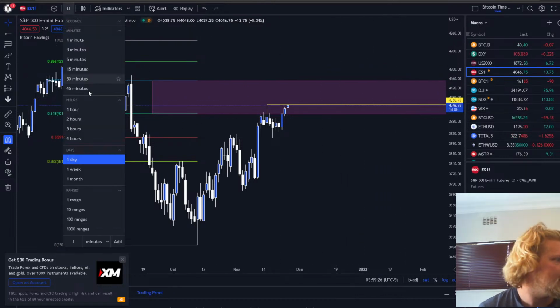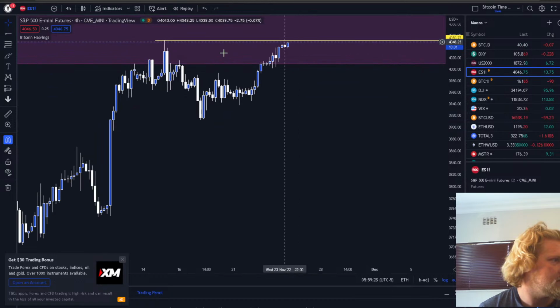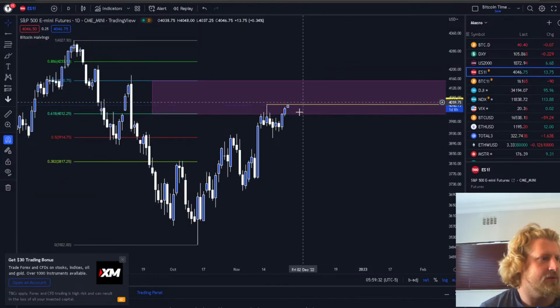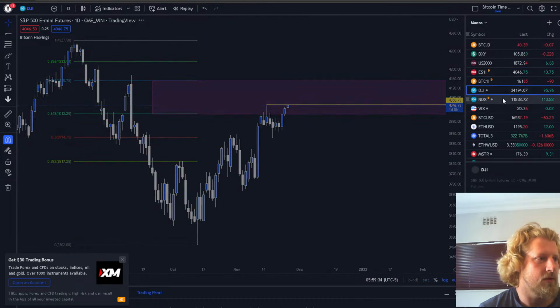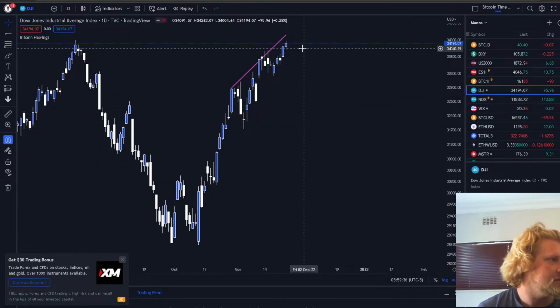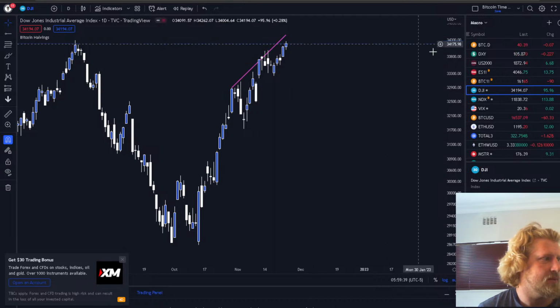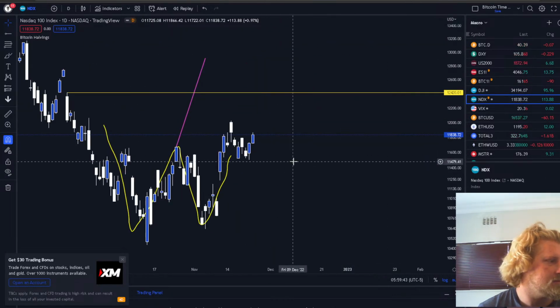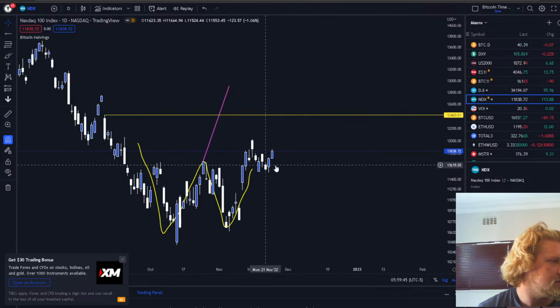So it started trading. We can go to the 4 hourly to see, yeah, still pretty bullish. So we want this to break above here for the rest of the market to follow. The Dow Jones Industrial, very bullish. We are breaking out, making higher highs and higher lows.